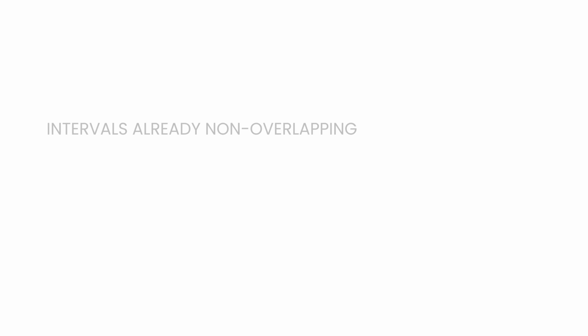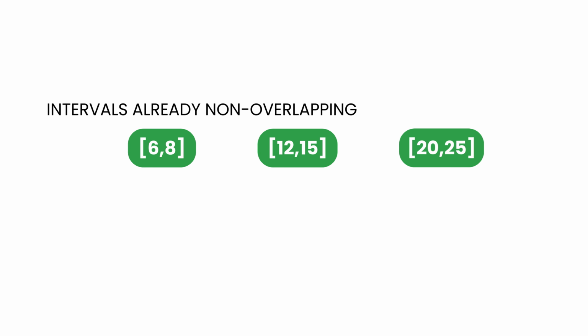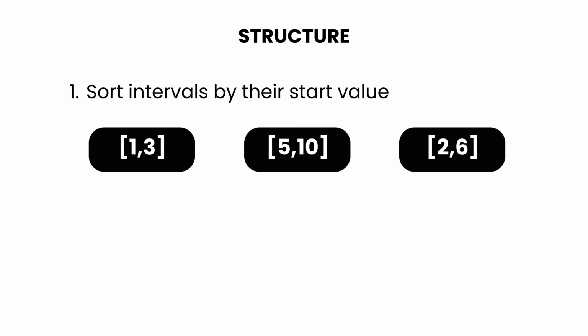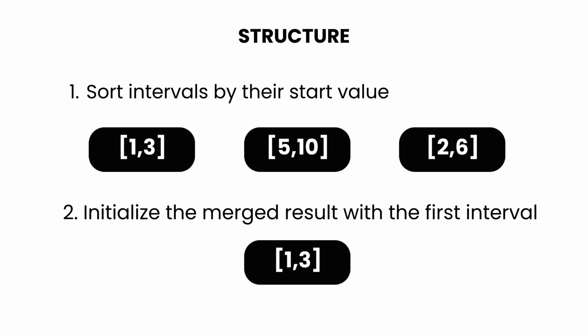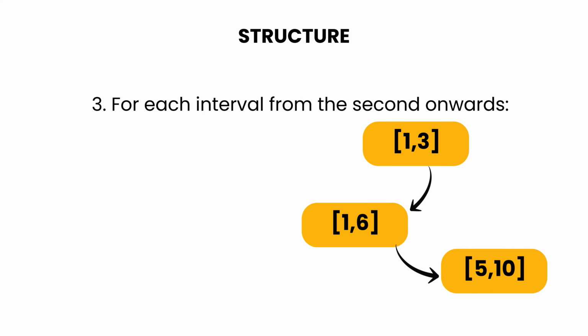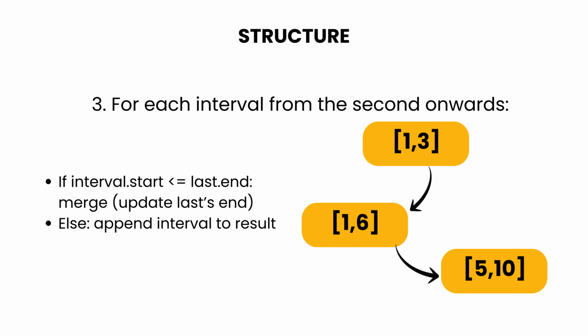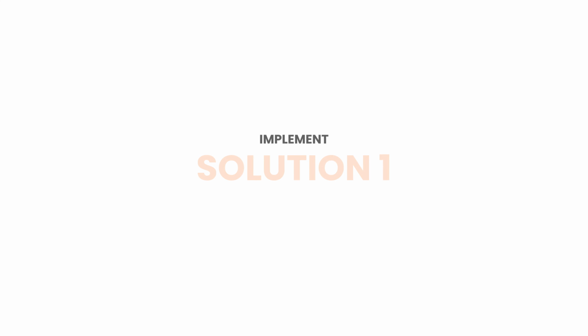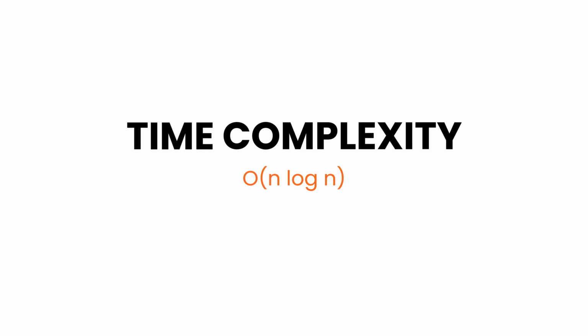Edge cases. Intervals already non-overlapping. All intervals overlap into one. Empty input. Sort intervals by their start value. Initialize the merged result with the first interval. For each interval from the second onwards, if interval.start is less than or equal to last.end, merge, update last's end. Else, append interval to result. Return the result. Sort the list, then a single pass through intervals for merging. Let's try to implement it using solution 1. Time complexity, O(n log n).